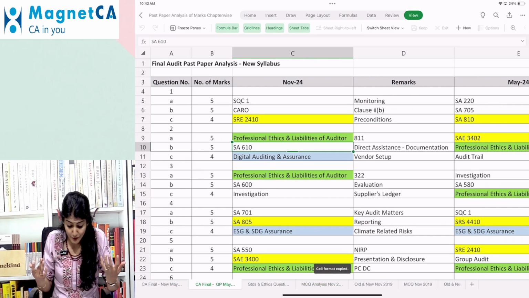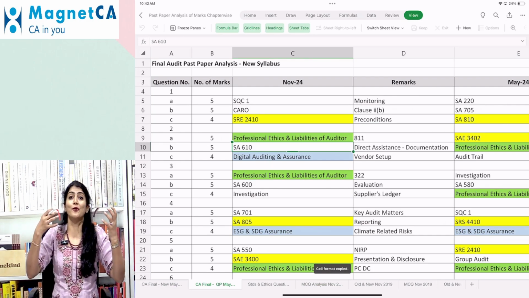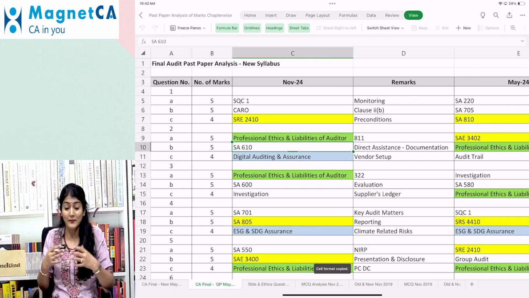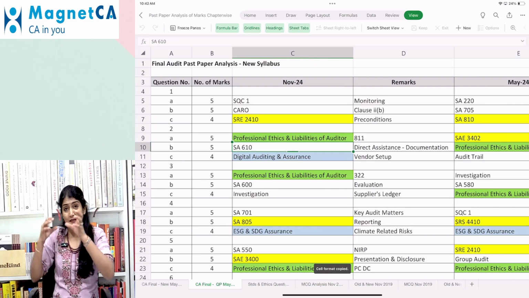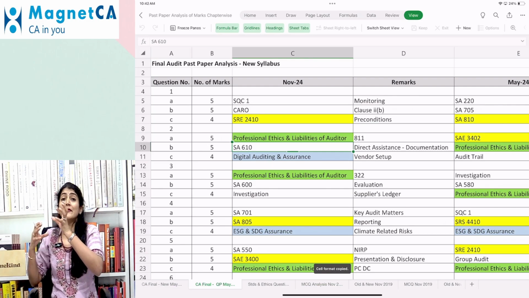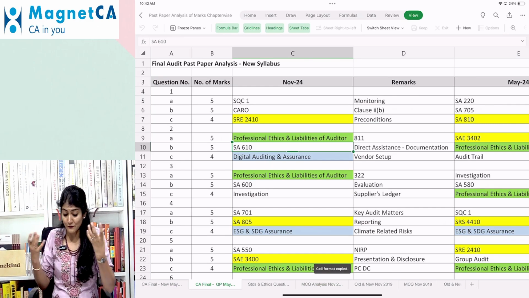Right, then again, a new chapter revised. Earlier in the old syllabus, it used to be automated environment. Now it has become DA, digital auditing and assurance. In that, they've asked questions on the steps regarding the vendor setup and the modifications. And what is RPA, the robotic process automation, for the same?